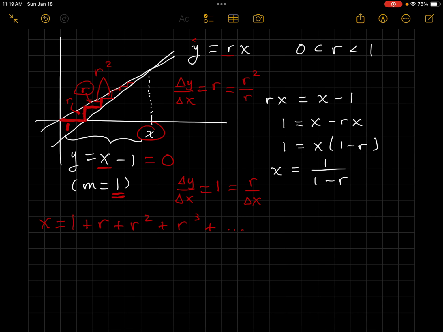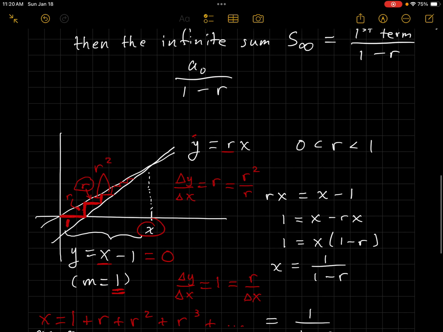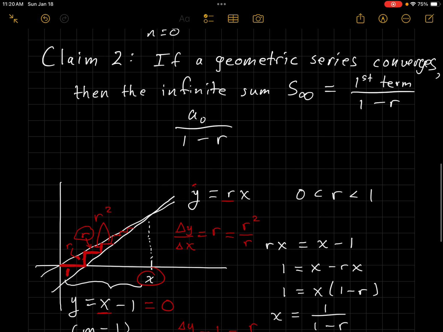Now, the x that I found using slopes makes a geometric series whose first term is 1. The x that I found, setting the equations equal to each other, gave me 1 over 1 minus r. Which means that 1 over 1 minus r equals 1 plus r plus r squared plus r cubed forever. Which is my second claim.